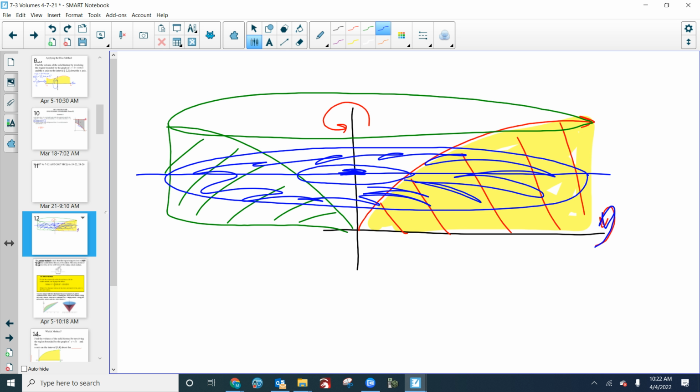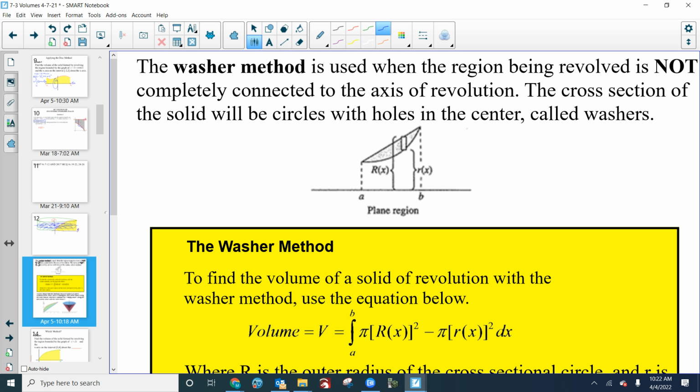we now have the need for a new method. Do you agree? There's a need for a new method. What happens if there's gaps? It's called the washer method. This is used when the region being revolved is not completely connected to the axis of revolution. The cross sections are exactly that. They are washers. Circles with holes in the center.